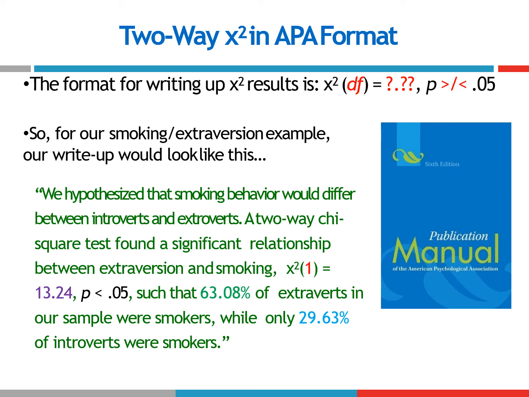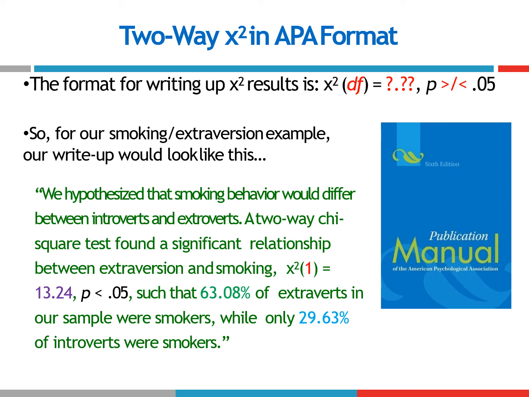Okay, and then you're going to report your chi-square value of 13.24 and your degrees of freedom in parentheses of 1. Okay, and then you're going to indicate that your p-value is less than 0.05, such that 63.08% of extroverts in our sample were smokers, while only 29.63% of our sample of introverts were smokers.